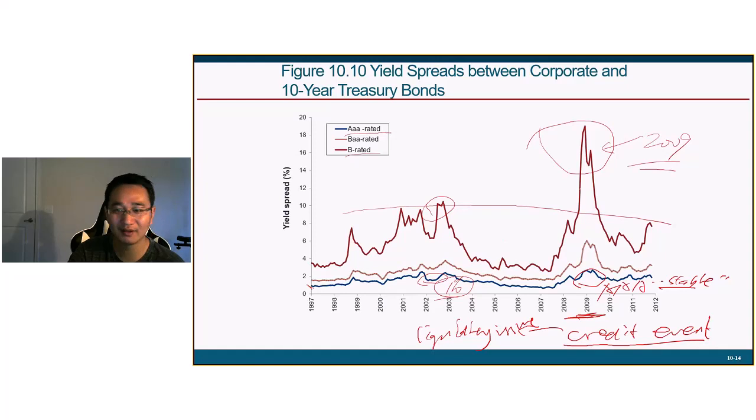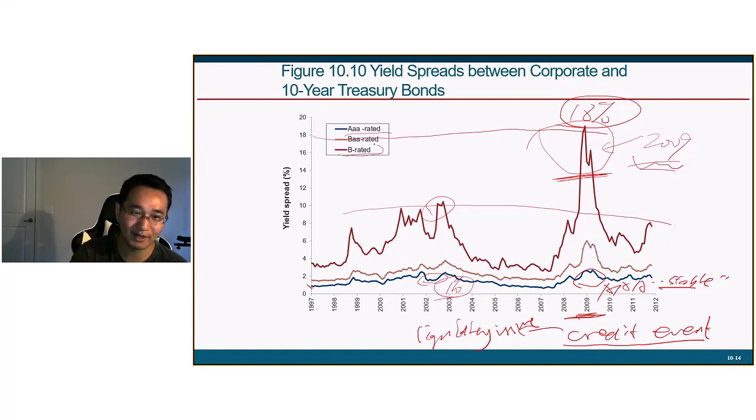If you look at B rated, investors are so worried about large-scale bankruptcy here that they require almost 18% annual return on a bond in 2009 at one time. In history, that's very high. Most of the time, B-rated is very close to 10%, which is very close to the 9% historical risk premium of equity.